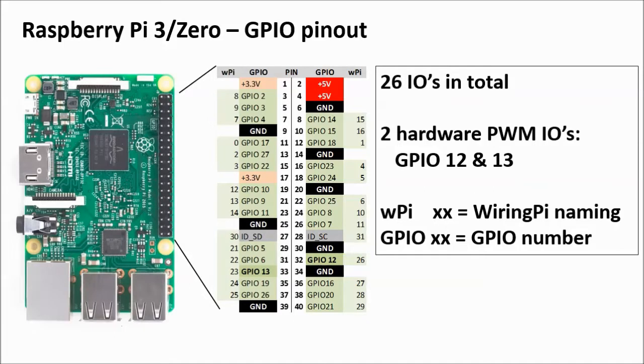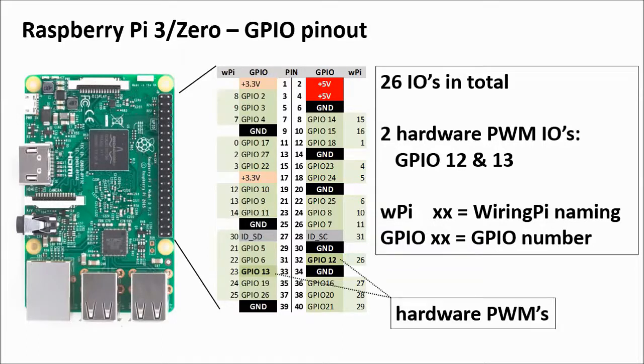Then about the GPIOs of the Raspberry Pi. Here you see an overview of all the GPIOs of the Raspberry Pi 3 or Pi 0. In total, there are 26 GPIOs. Two can be set as a hardware PWM. Those are GPIO 12 and 13. The hardware PWM of GPIO 12 and 13 can generate a very stable PWM signal. The other IOs can also be set as a software PWM, but these may be interrupted by the operating system, so it cannot be used if you need a very stable signal.